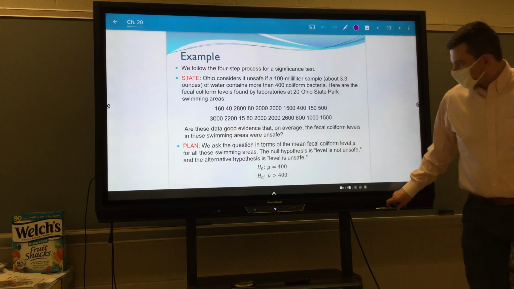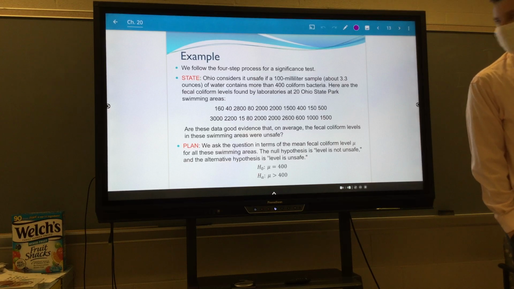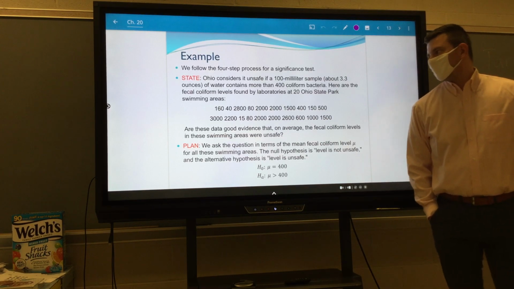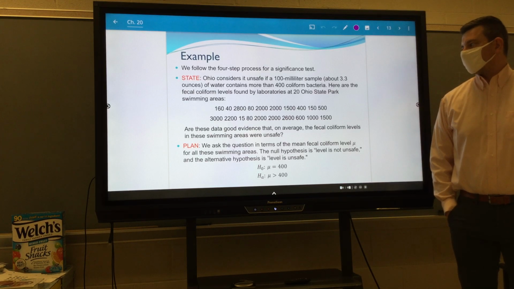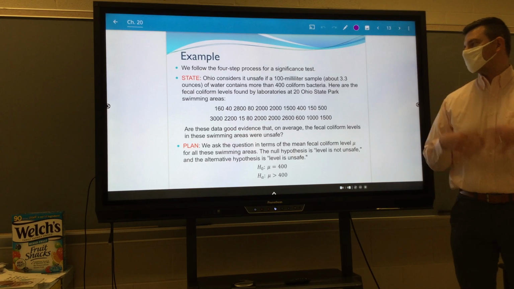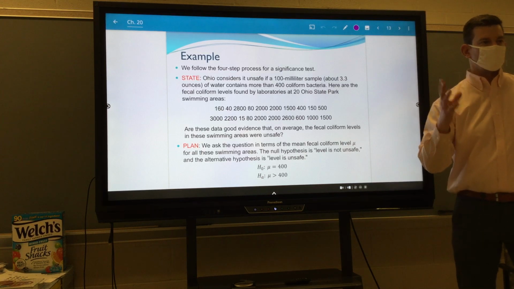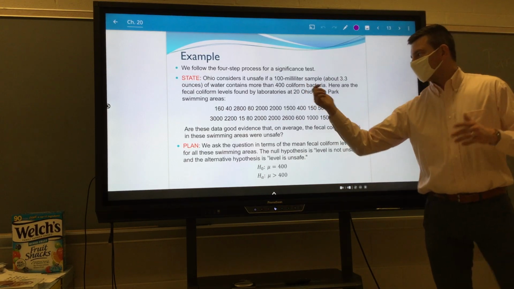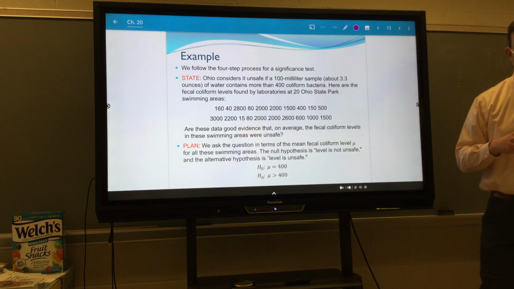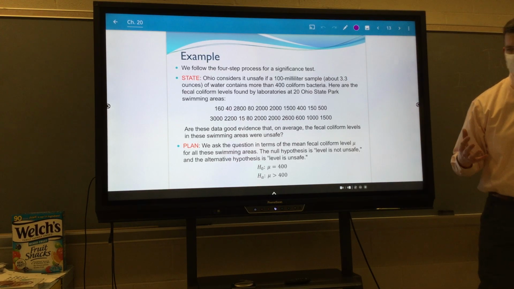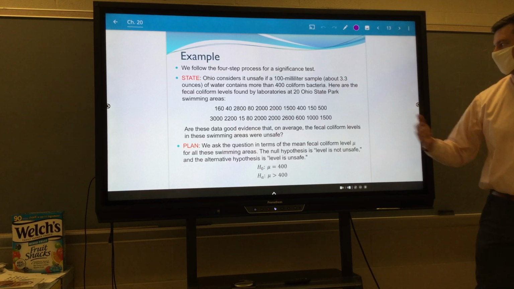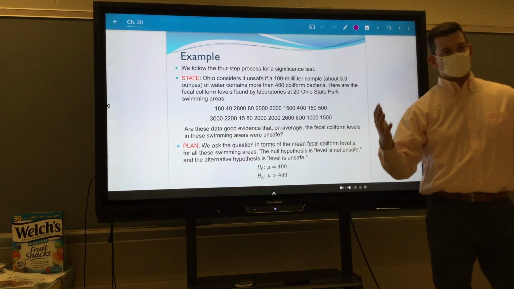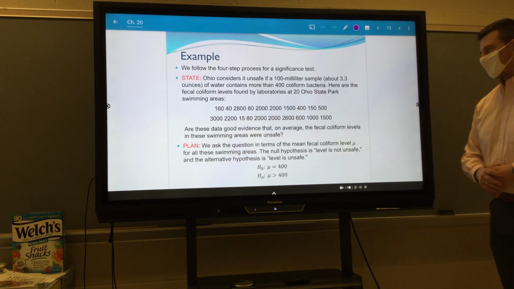We have a different example problem here for our analysis now. It says the state of Ohio considers it unsafe if a 100 milliliter sample of water in their public parks contains more than 400 coliform bacteria. And I don't exactly know what coliform bacteria is, but in the next sentence, they describe it as fecal coliform levels. So you can use your imagination there.